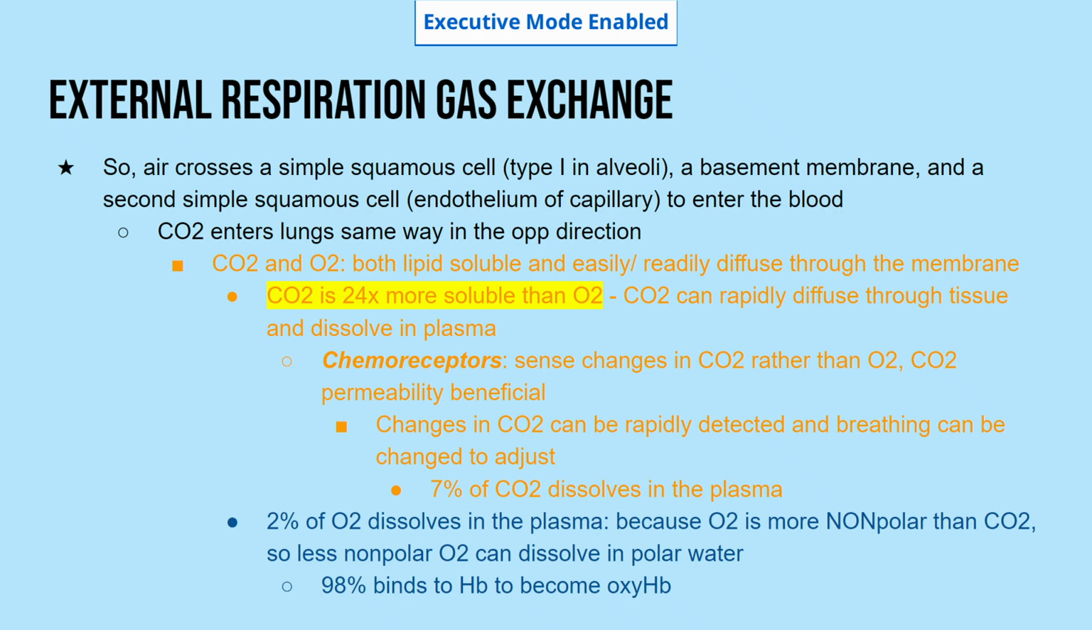And 7% of carbon dioxide dissolves in the plasma. 2% of oxygen dissolves in the plasma because oxygen is more nonpolar than carbon dioxide. So less of the nonpolar oxygen can dissolve in the polar water. And then 98% of oxygen binds to hemoglobin to be transported throughout the body.